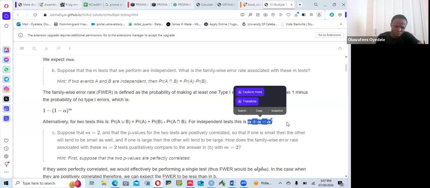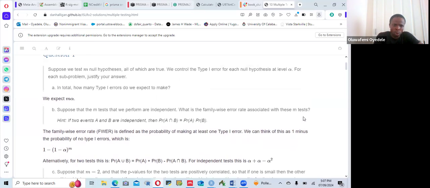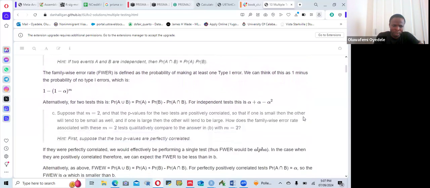C: suppose that M equals 2. We want to test two null hypotheses, and the p-values for the two tests are positively correlated, so that if one is small, then the other will tend to be small as well, and if one is large, then the other will tend to be large. How does the family-wise error rate associated with these two tests qualitatively compare to the answer in B with M equals 2?